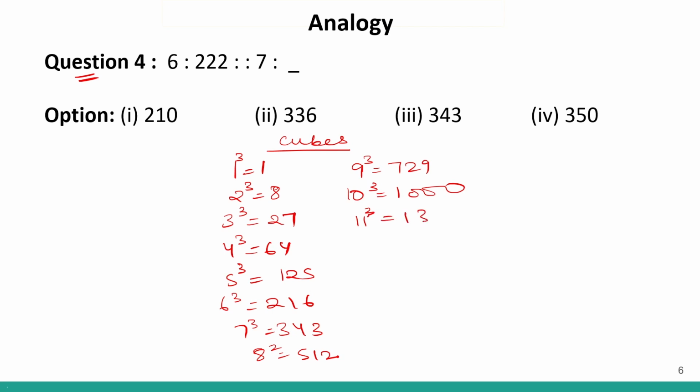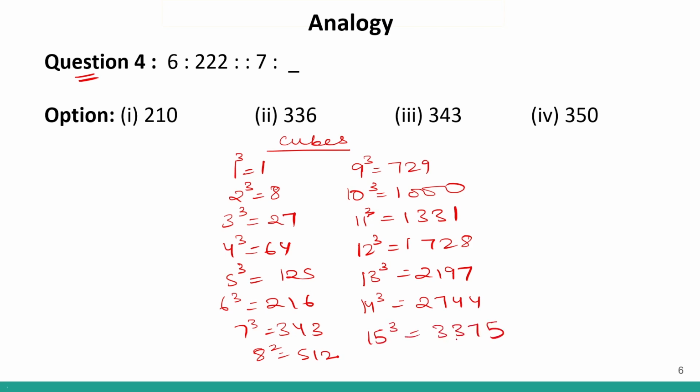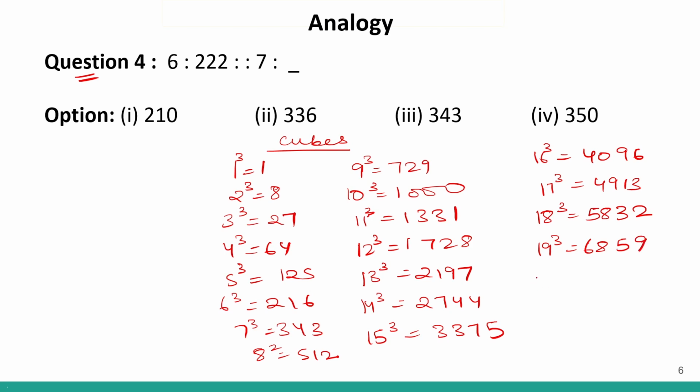11 cube, 1331. 12 cube, 1728. 13 cube, 2197. 14 cube, 2744. And 15 cube is 3375. 16 cube is how much? 4096. 17 cube is 4913. 18 cube is 5832. 19 cube is 6859. And 20 cube is how much? 8000. So these are your cubes.